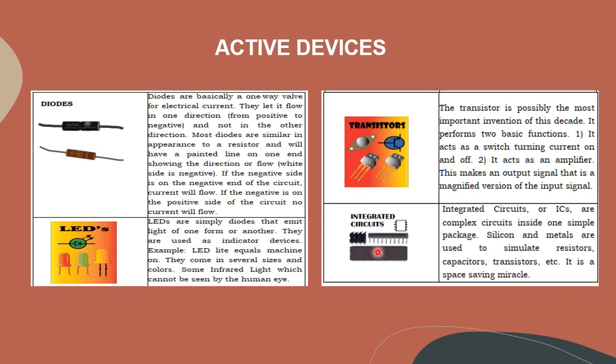And last, we have the integrated circuits or ICs. They are complex circuits inside one simple package. Silicon and metals are used to simulate resistors, capacitors, transistors, etc. It is a space-saving miracle.